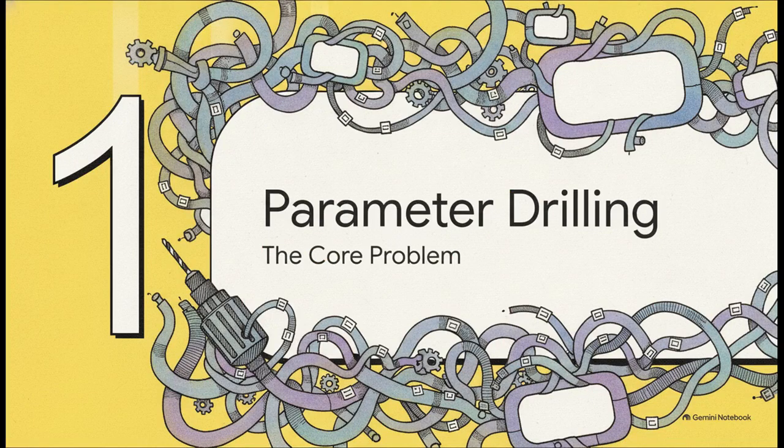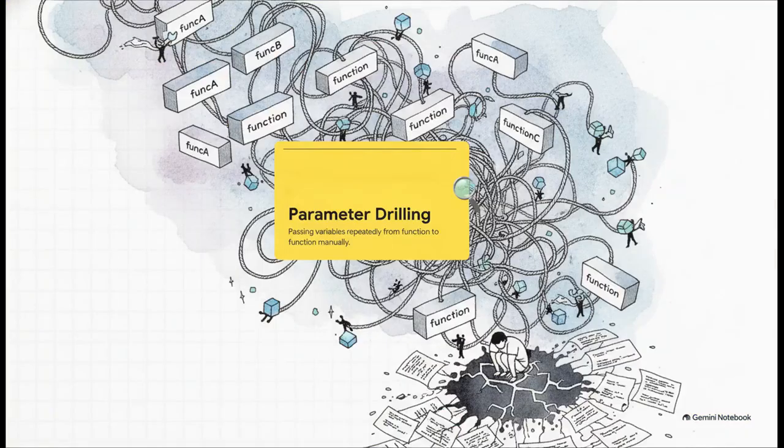So, let's kick things off with Section 1, the parameter drilling problem. Now, you might be wondering, what exactly is parameter drilling? Well, it's essentially manual dependency injection gone totally wrong. It happens when you have shared environment variables, configurations, or read-only states, and you're forced to manually pass them down repeatedly. From one function down to the next, and the next, and the next, it completely clutters up your code, it makes long-term maintenance an absolute nightmare, and frankly, it's just exhausting to write.